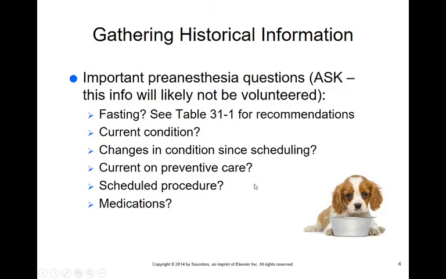So first, before we put a pet under anesthesia, we need to get some historical information first. We need to make sure that they are going to be safe going under this controlled death. Important pre-anesthetic questions that you want to ask, because they're not going to volunteer it, is first of all, have we fasted the animal? Now in your book, chapter 31, there's a table. The first table has recommendations for size of pet, age of pets, breed of pet, species of pet, to tell you what the fasting recommendations are. The younger the pet or the quicker metabolism of the pet, the less time that we actually need to fast them.